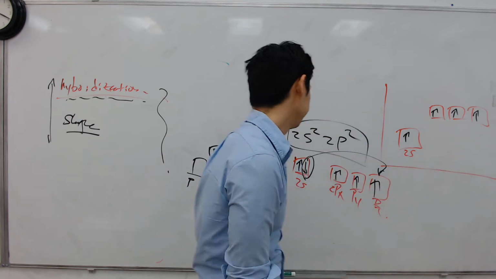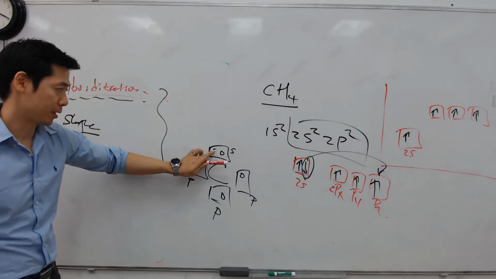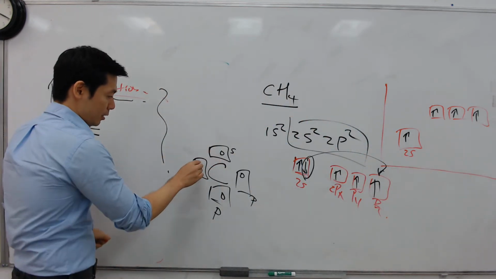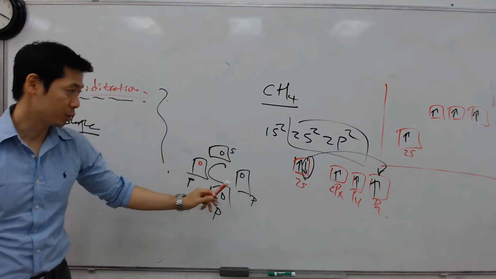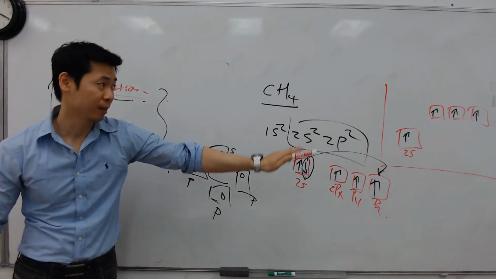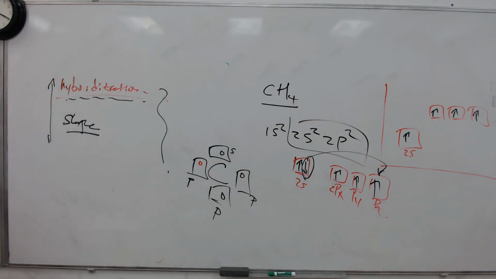That's what happens. So basically, if you look at it, there's now 1 electron in the s and 3 in the p's. That's what it looks like right now. And now, you gotta understand, guys.